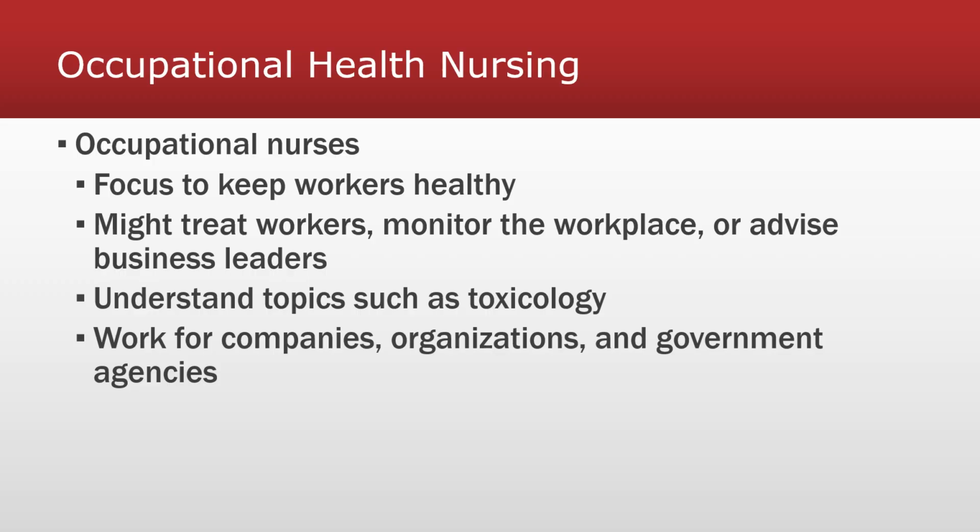Occupational health nurses work at the intersection of healthcare and the workplace. Their job: to keep workers healthy and safe. Sometimes that means treating injuries on the job like cuts, strains, or chemical exposures. Other times it means monitoring workplace conditions, from air quality to ergonomics, and advising business leaders on how to prevent harm before it happens. These nurses often need expertise in toxicology, occupational hazards, and public safety because their patients aren't just individuals. Their patients are an entire workforce.